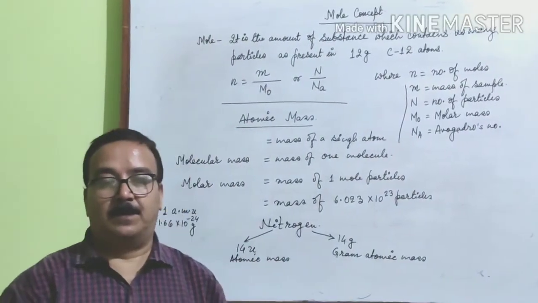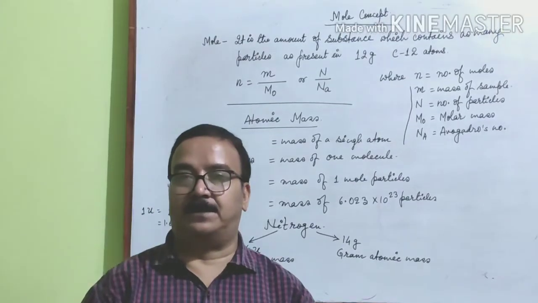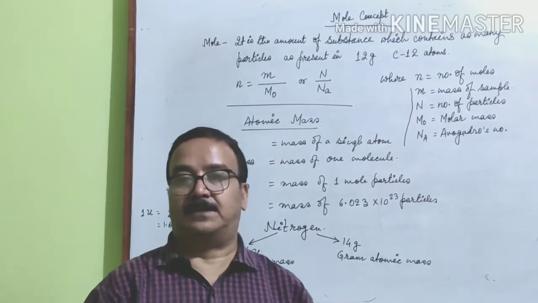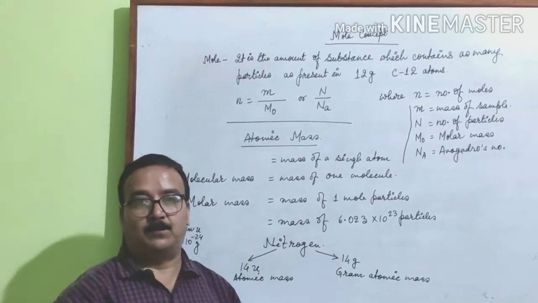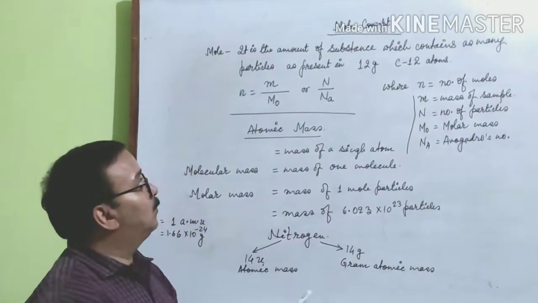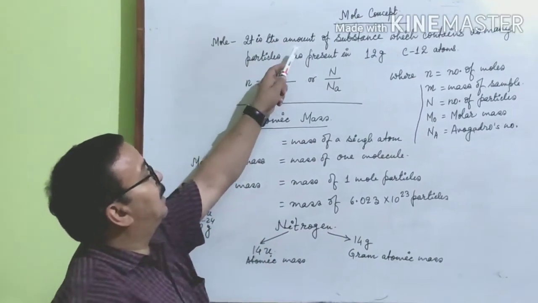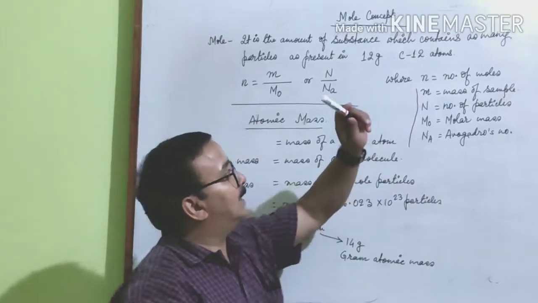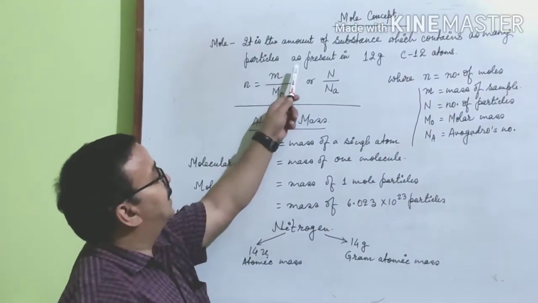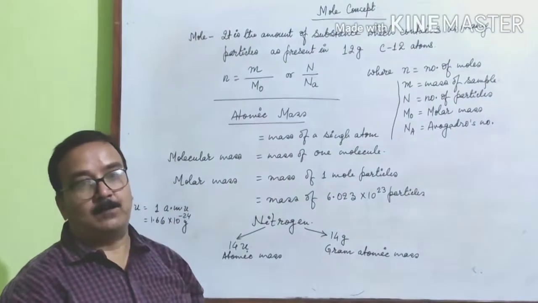Mole concept. You have already studied the mole concept in junior classes, that is class 9 or 10. But again in class 11 we have to study this topic. So what is mole? Mole is the amount of substance which contains as many particles as present in 12 gram C-12 atoms.